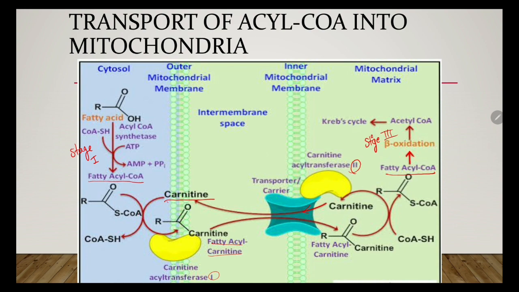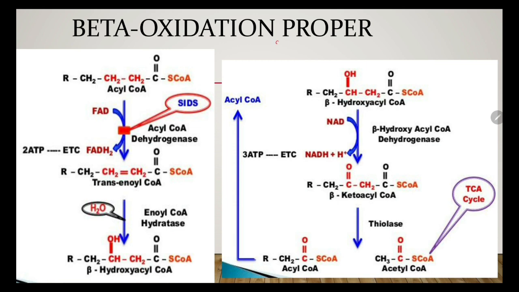Now let's see beta oxidation proper. Now the acyl-CoA that has entered into the mitochondria will form trans-enoyl-CoA under the activity of acyl-CoA dehydrogenase, and here FADH2 is formed. This FADH2 will go into the ETC to give 1.5 ATP. Then the trans-enoyl-CoA will form beta-hydroxyacyl-CoA under the activity of enoyl-CoA hydratase. Here water is required.